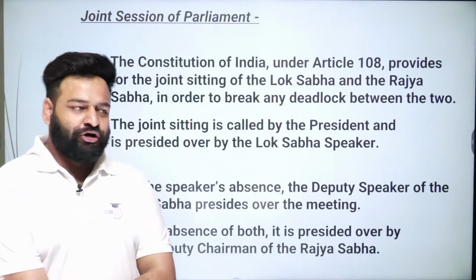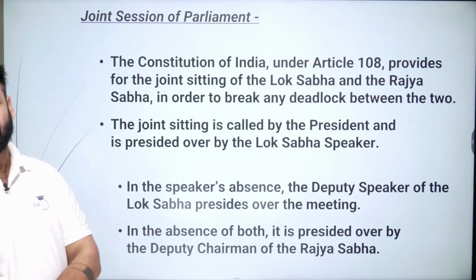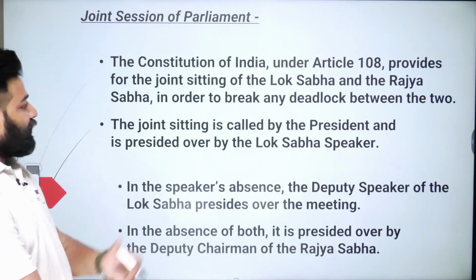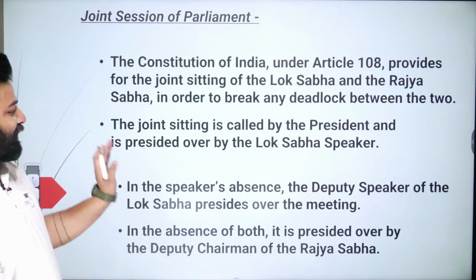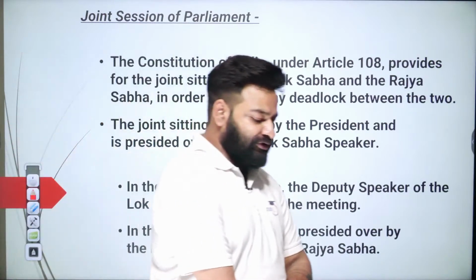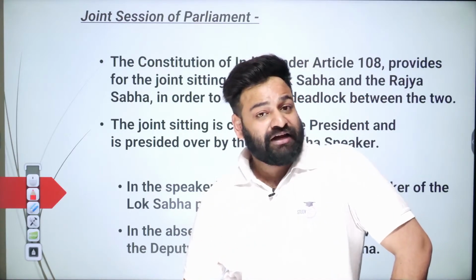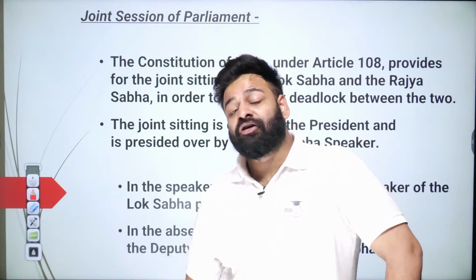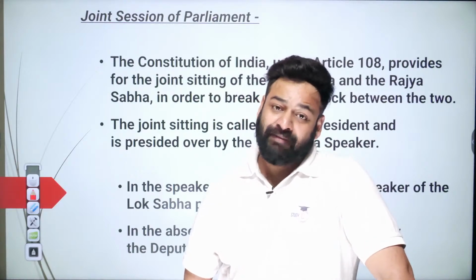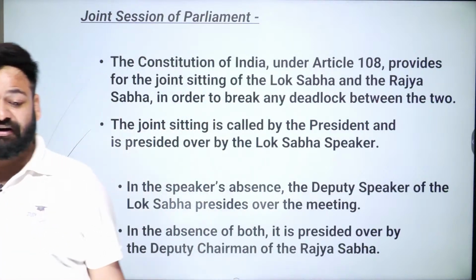Okay. So remember, the Constitution under Article 108 provides for the joint sitting of the Lok Sabha and the Rajya Sabha in order to break any deadlock between the two regarding a bill. The joint sitting is called by the President and is presided over by the Lok Sabha Speaker. Remember, though it is both Lok Sabha and Rajya Sabha, that is why it is termed as joint sitting, it is going to be presided only by the presiding officer of the Lok Sabha, that is the Speaker or the Deputy Speaker, and if they both are absent, then any other member as decided by the President.